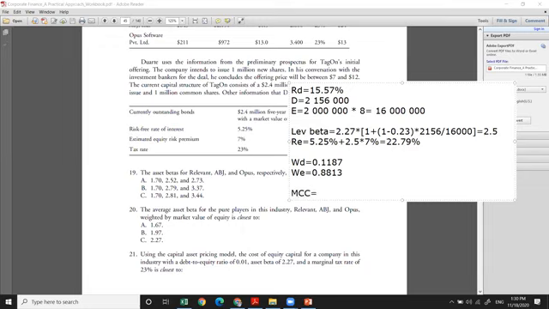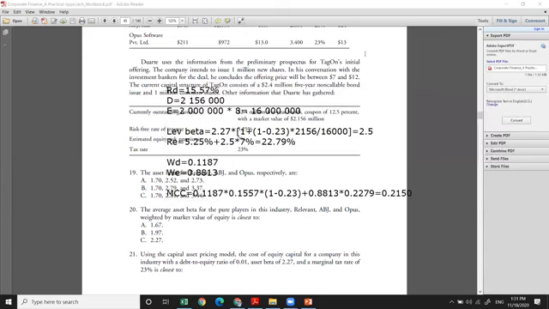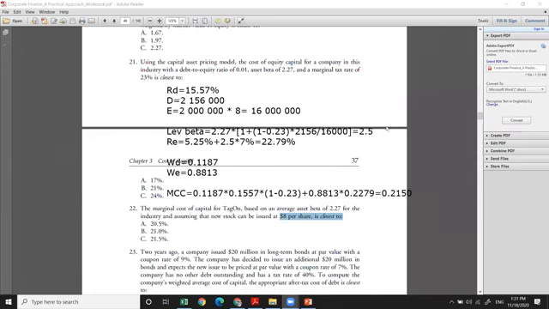Now we can calculate the marginal cost of capital, or weighted average cost of capital, which is equal to 0.1187 times 0.1557 times 1 minus 0.23, plus 0.8813 times 0.2279, and that would give us the marginal cost of capital equal to 0.215, like 21.5%. In 22, the answer is C.